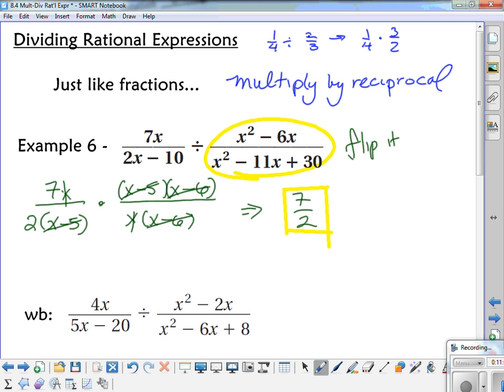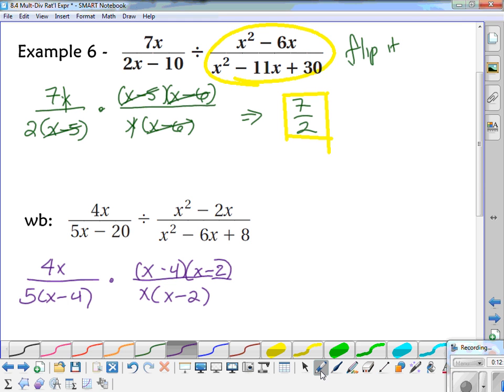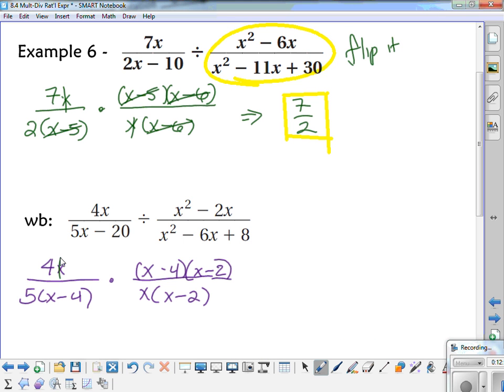So when you're done, there's one for you to try. All right, so we have our x's cancel out, the x minus 2's, the x minus 4's, and we're just left with 4/5.